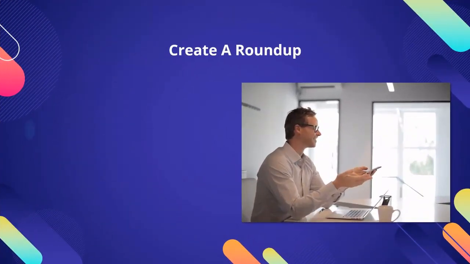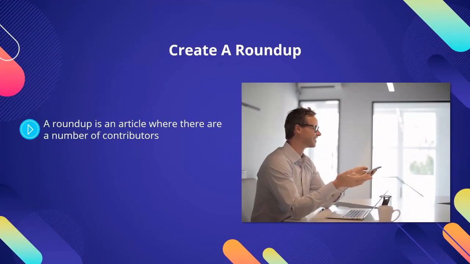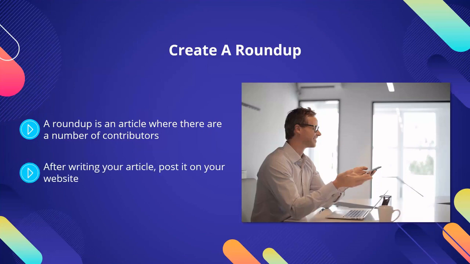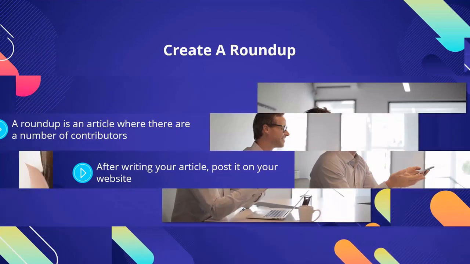Create a roundup. A roundup is an article where there are a number of contributors. So here you want to think about an article topic and then find a number of people on Facebook to contribute to it. You need to choose a topic that will be popular with your target audience. After writing your article, post it on your website. Then create a Facebook post telling people all about the article. Ask people that contributed to the article to share your Facebook post with their friends. This is a great way to get more free traffic from Facebook.